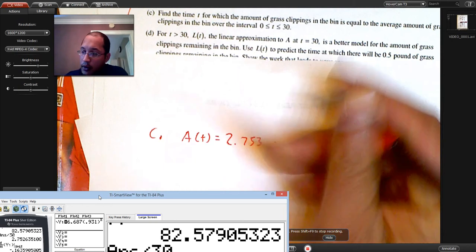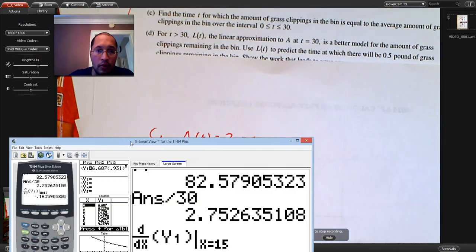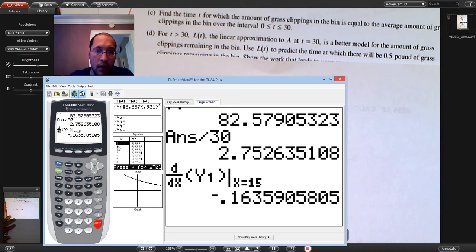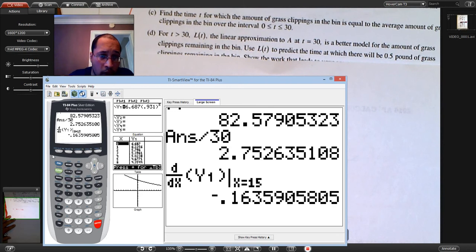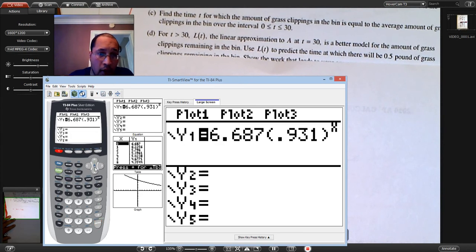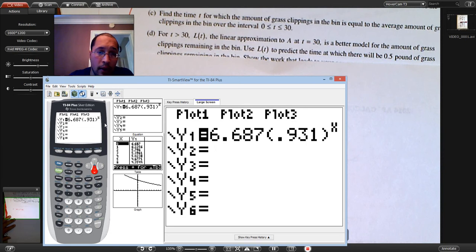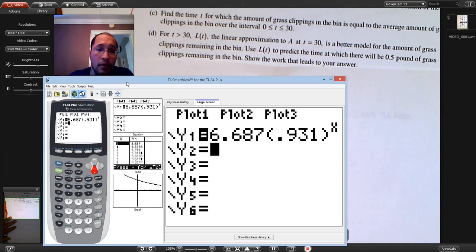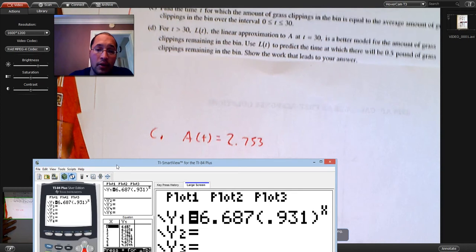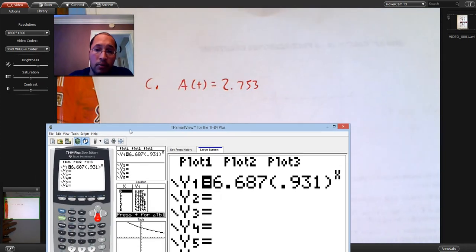Okay, so what I'm going to do here is a cool little trick. Alright, using the calculator, I'm going to set them equal. I'm going to make a totally different equation, or a totally different function. I'm going to make that function equal to 2.753.